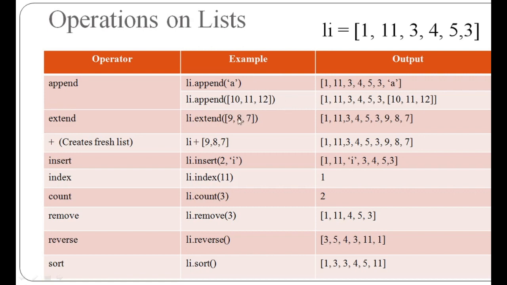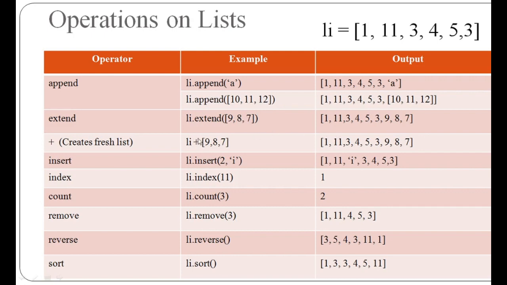But when I have an extend, the list will be taken and each element will be iterated and stored in this list, appended to that list. So that is the difference between append and extend. Append will take the whole argument as one single argument and will append. But here it will iterate over the argument and then it will extend.